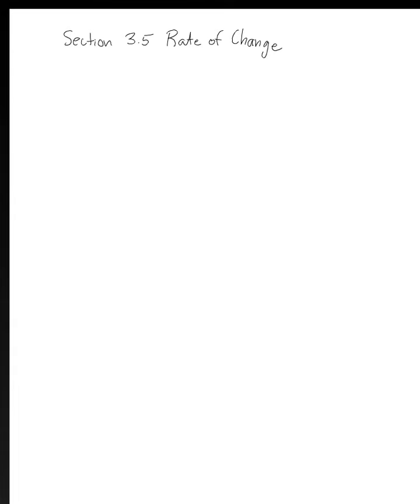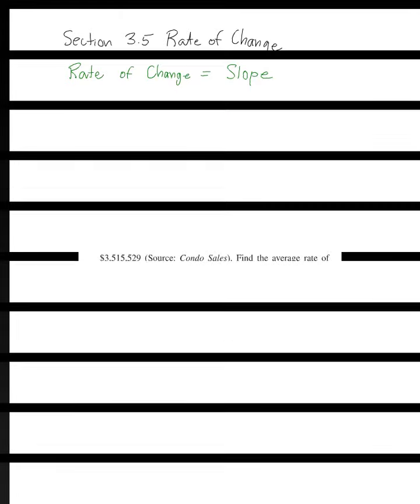Section 3.5, rate of change. Rate of change is a fancy way of saying slope. So in this section, we're going to have a bunch of word problems. The word problems are going to ask us something about rate of change, which means we're really looking for slope. All right, so rate of change.